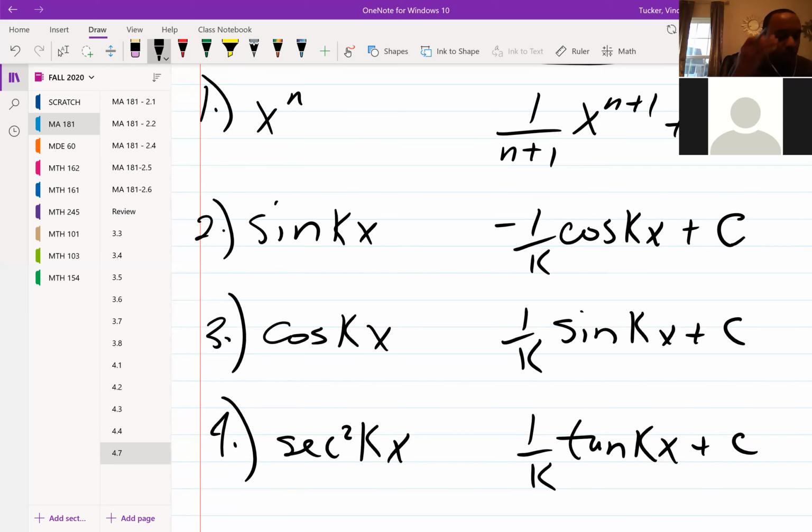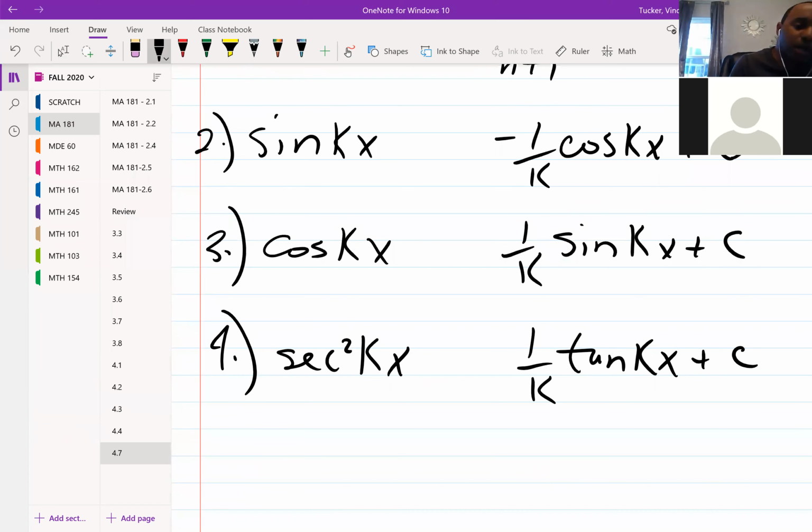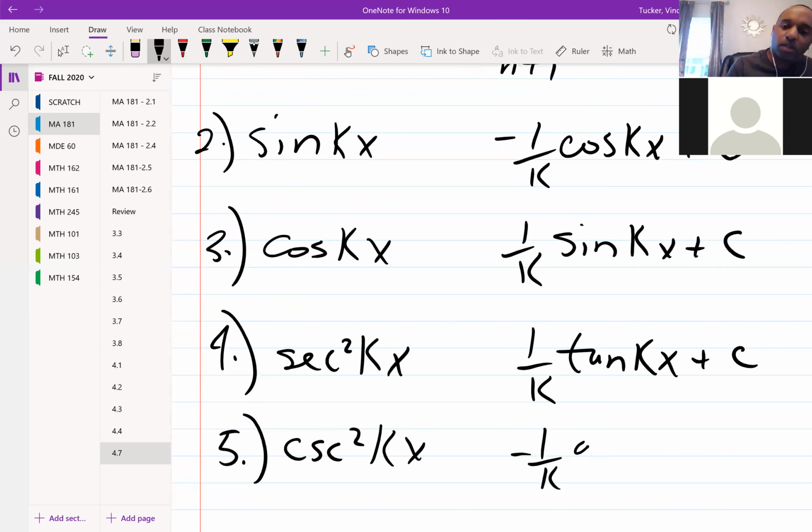These are the more straightforward antiderivatives. There are ones that are more complicated and more involved. So we have secant squared of kx is equal to 1 over k tan of kx plus c. Then cosecant squared of kx is negative 1 over k cotangent of kx plus c.